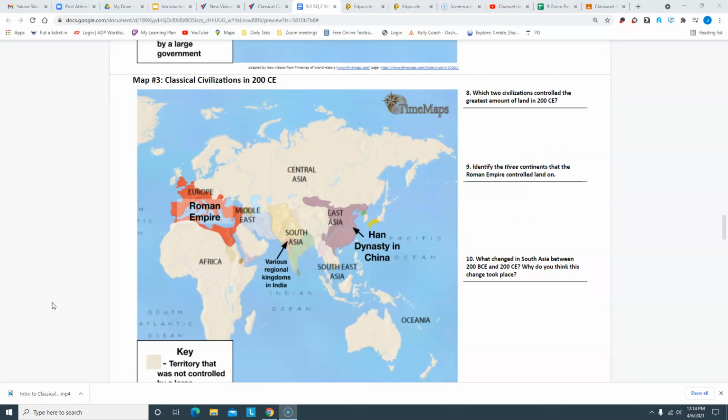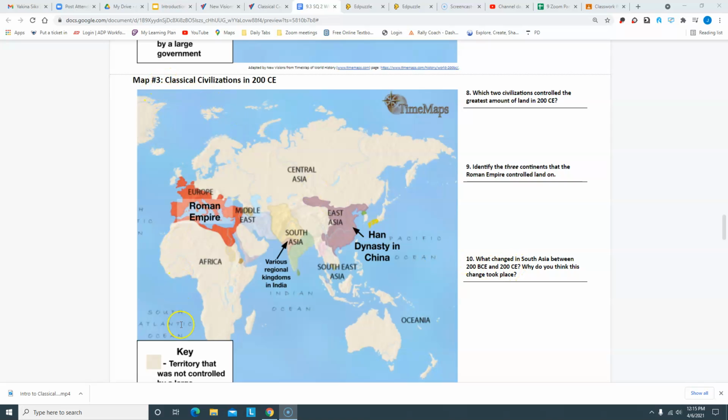All right, now we're looking at a map of 200 CE. Our previous map was 500 before Common Era. This is 200 years into Common Era. So looking at this map, first we want to break down what we see on this map before we try to answer any of the questions.